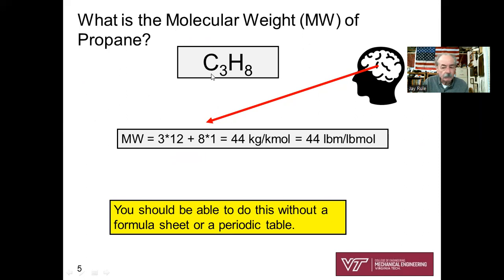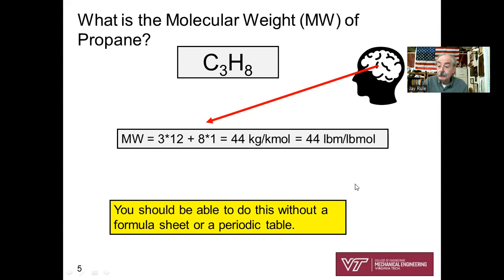C3, I remember from high school that the molecular weight of carbon is 12. So that's going to be 12 times 3 plus the molecular weight of one hydrogen, 1 times 8. So it's going to be 3 times 12 plus 8 times 1, or the molecular weight of propane is 44 kilograms per kilomole, and that's equivalent to 44 pounds mass per pound mole, depending on the unit you're working in.